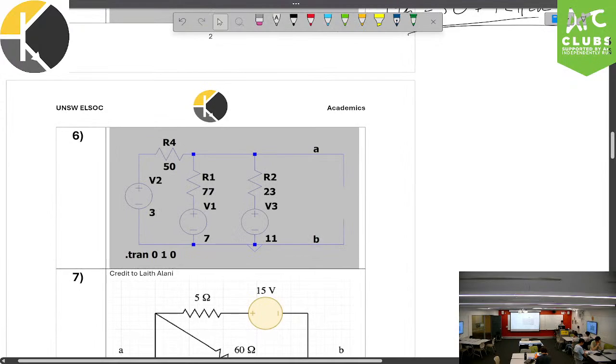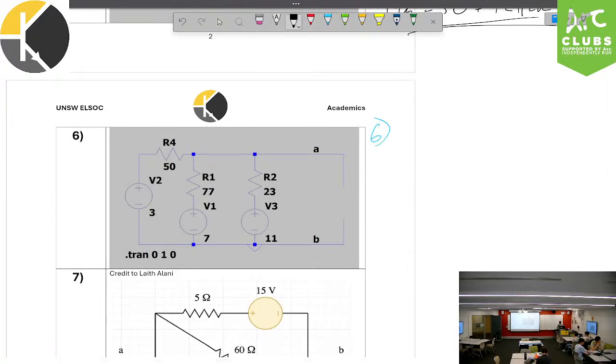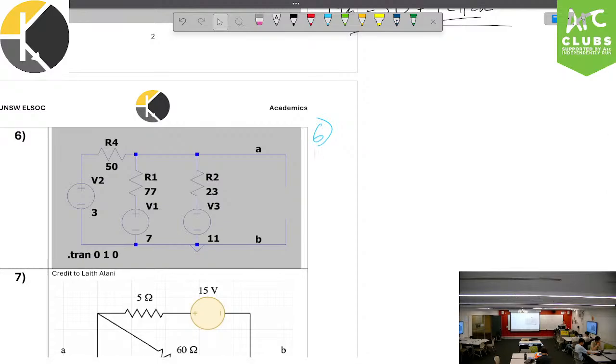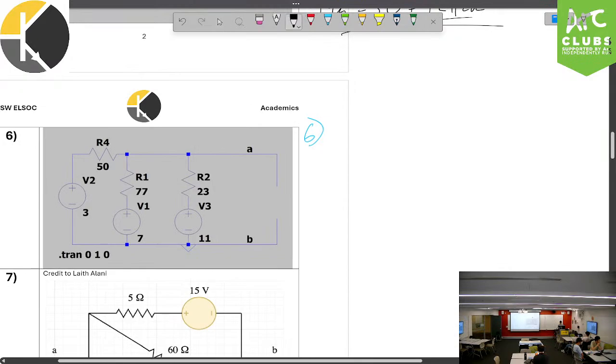Question 6. Alright, question 6. Let's think about this one. We have a bunch of independent sources. I wonder which method we're going to be using to calculate our Thevenin. I know this is getting a little repetitious, but let's keep on pumping forwards. So, how do we do this?